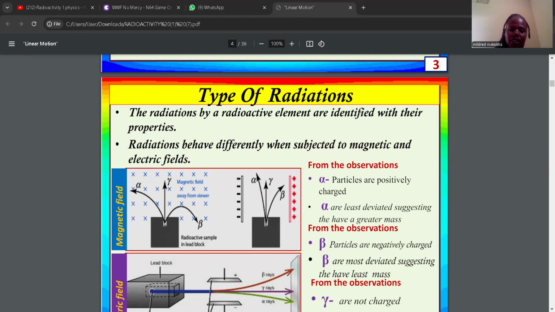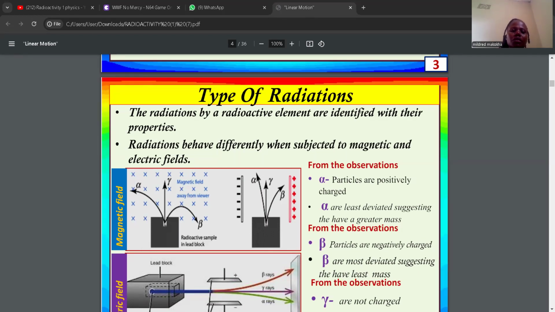So for our radiations second lesson, I would like us to review what we learned in our previous lesson, whereby we noted that when a radioactive substance undergoes decay or radioactive decay, there are some radiations that are emitted.